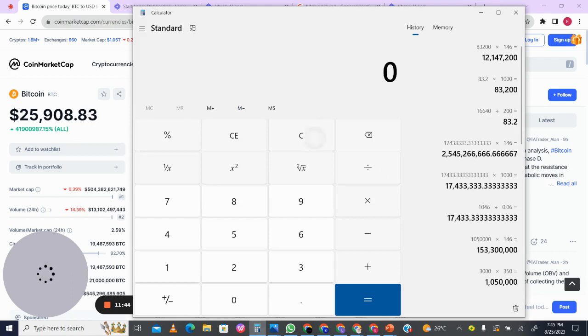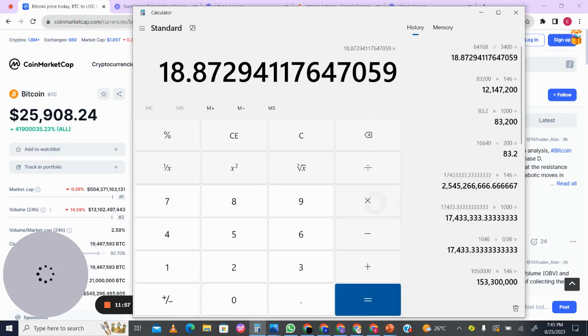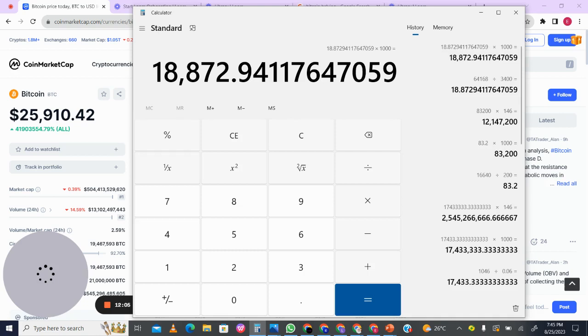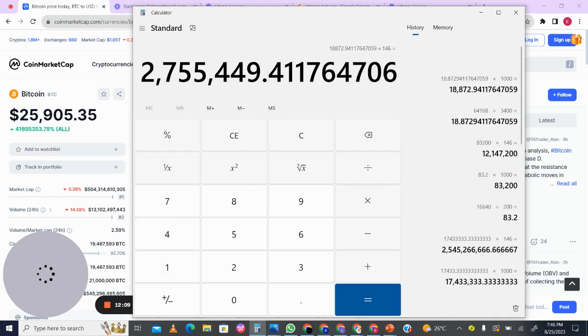How many times did it grow? In the third wave of Bitcoin halving, $64,168 divided by $3,400, it went up 18 times. That means in 2021, if you could have actually injected $1,000 before the halving happened, you could have pocketed around $18,000, which in Kenyan shillings could be around 2.7 million Kenyan shillings, guys.